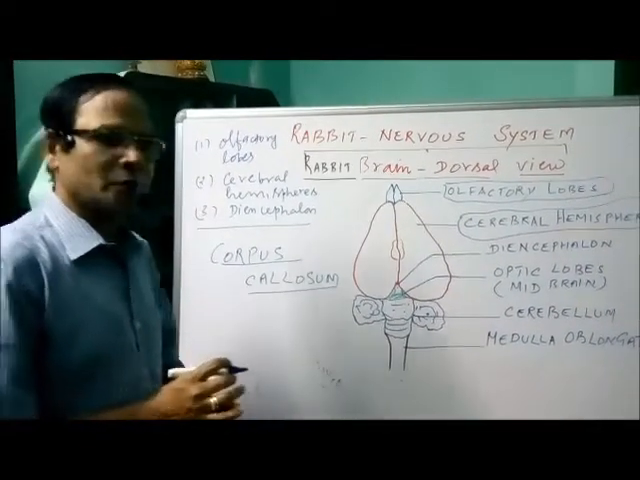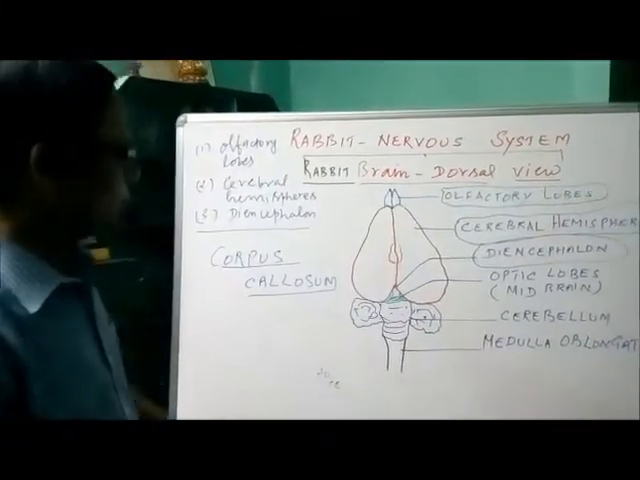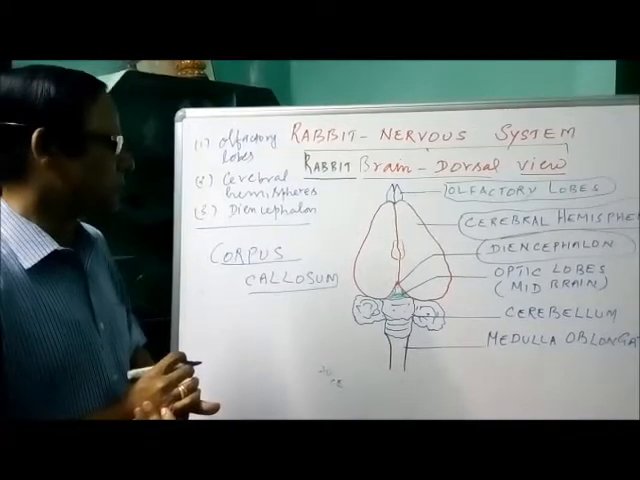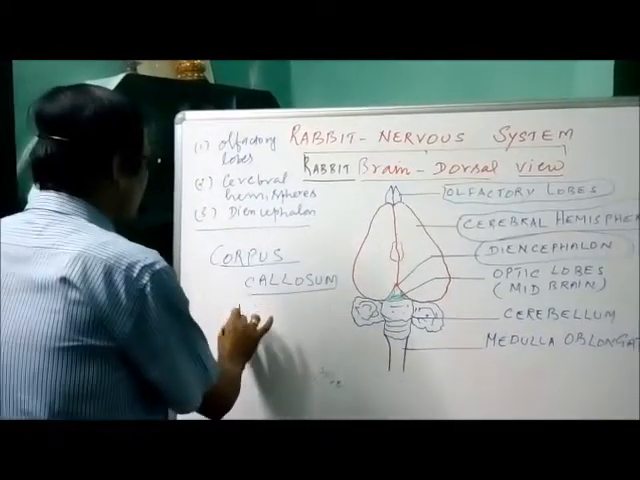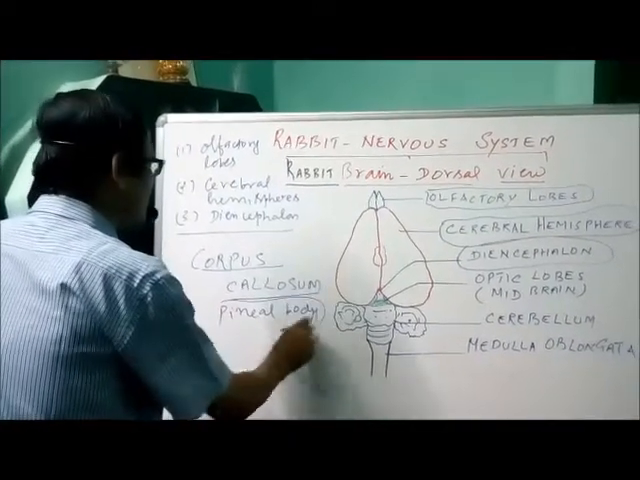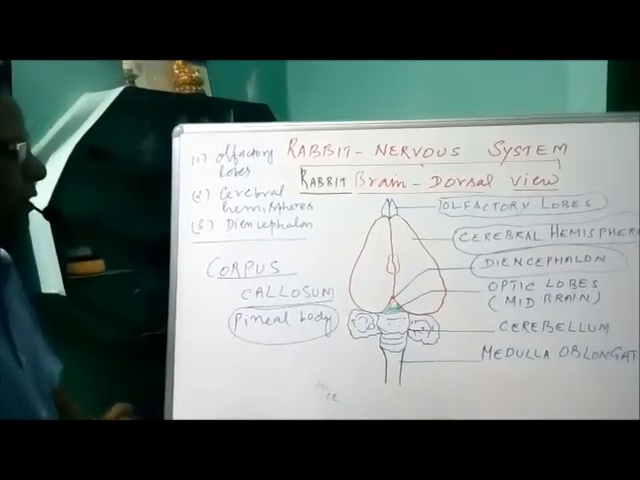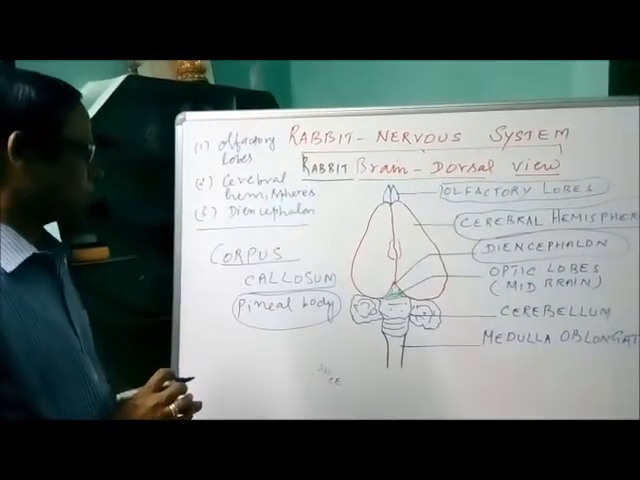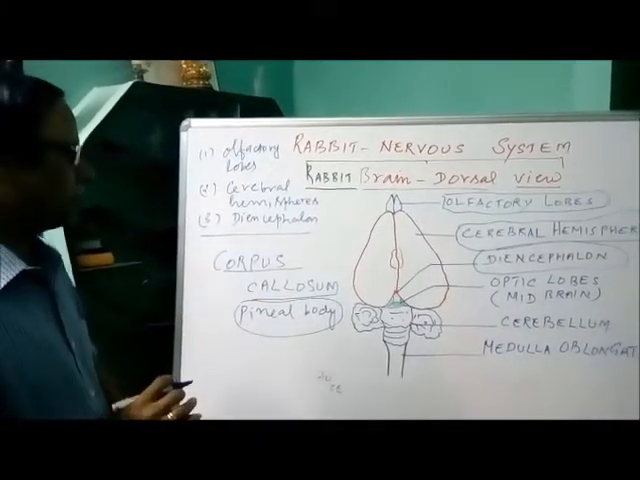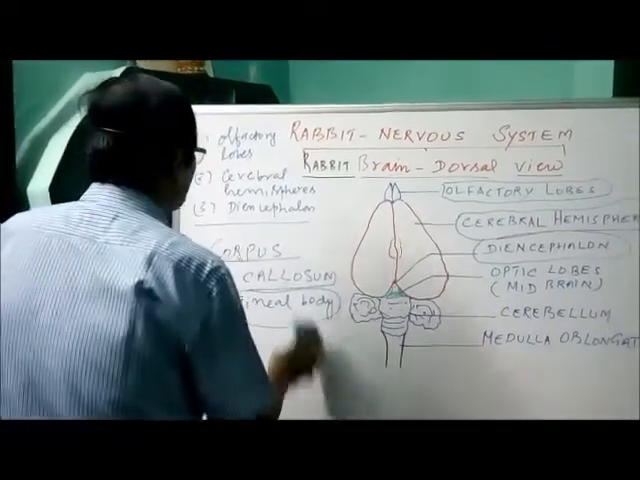Then we have the last part in the forebrain region, the diencephalon. The diencephalon is normally present between the midbrain and the cerebral hemispheres. In the center of the diencephalon, we have what is called a pineal body. A small pineal body is present dorsally. What I represented is the dorsal view of the brain, not the ventral view. We can see other things in the ventral view. So the diencephalon is the last part of the forebrain, having a pineal body in its center dorsally.